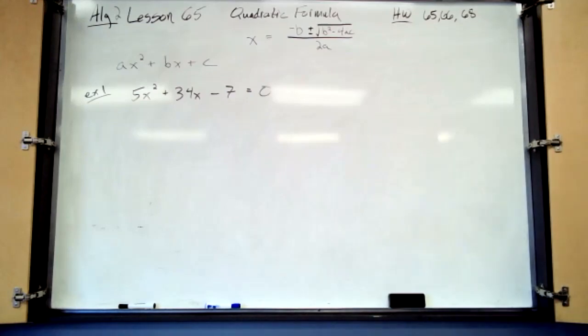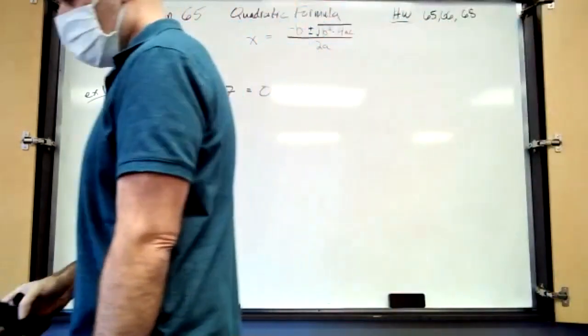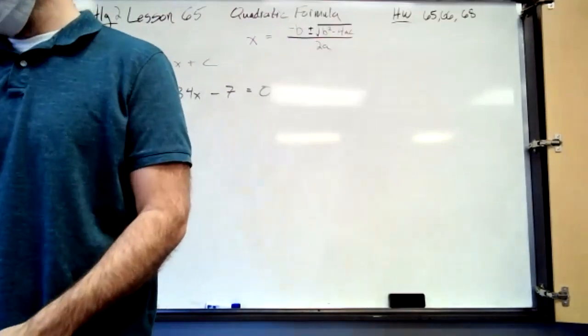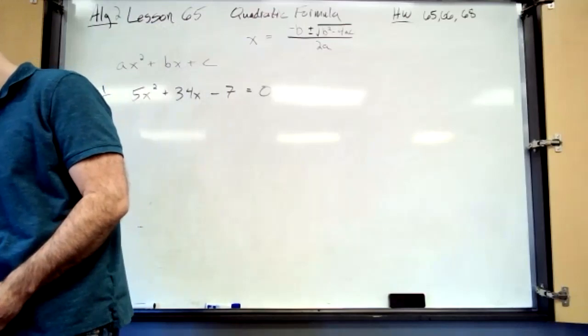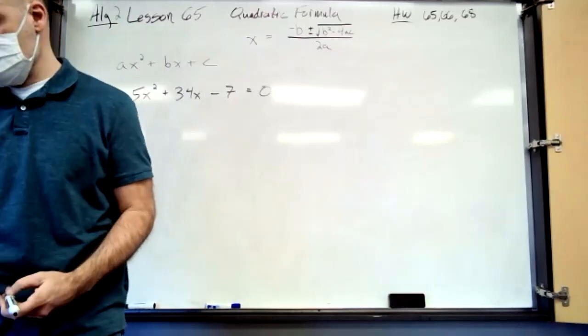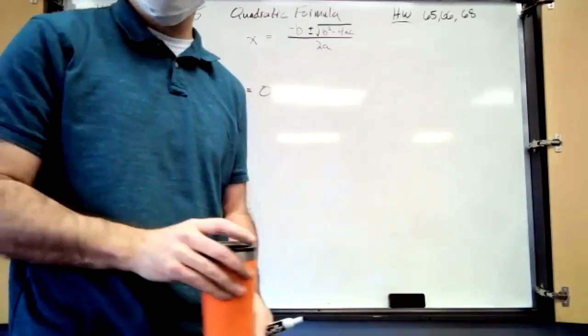Who's got it? Who's got it? Oh, that's a minus 1/5. Okay, that's one of them. And the other one is a negative integer. 1/5 is one of them.